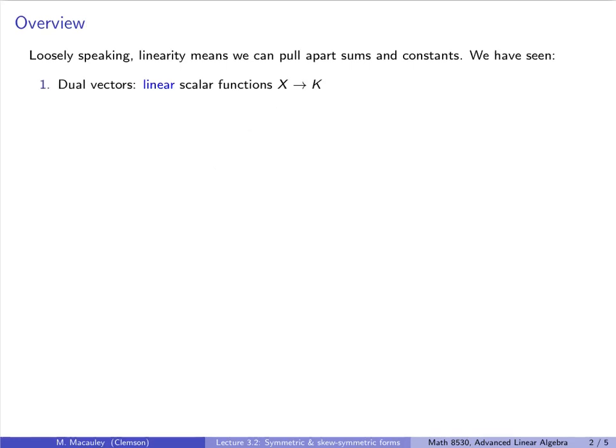We have seen examples of this, such as dual vectors, which are linear scalar functions from X to K. We have seen our scalar product notation, which is L comma X, or L of X.